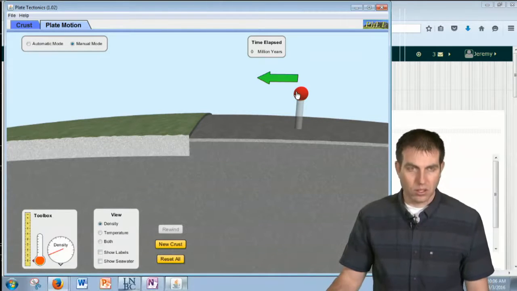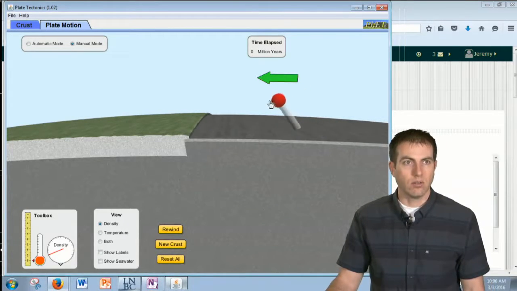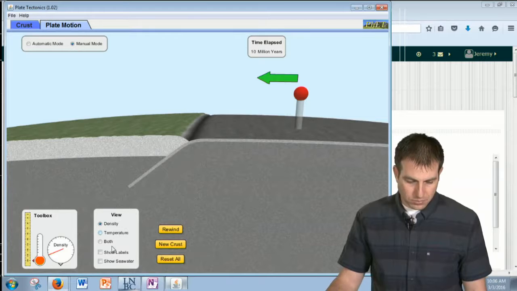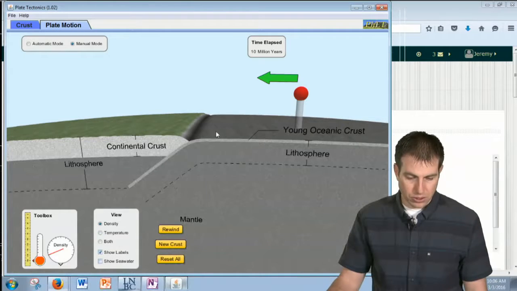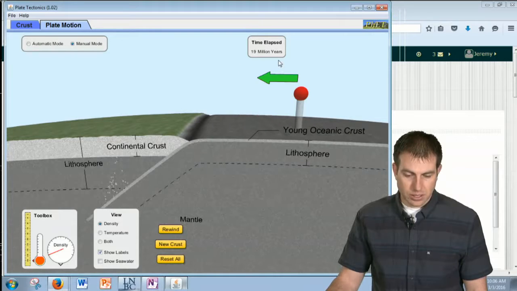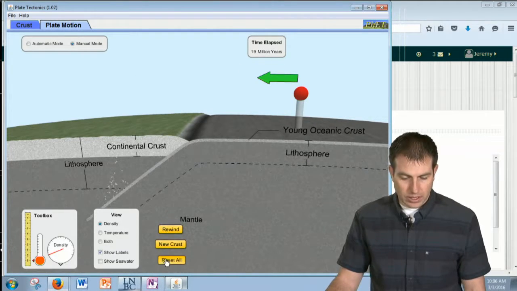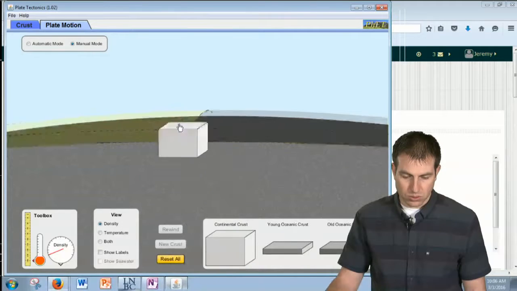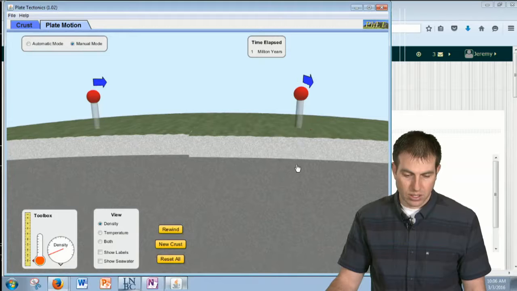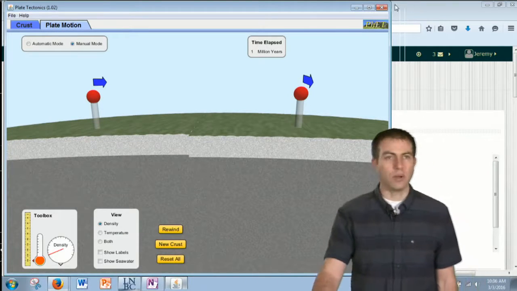You can move the little red handle over, and these two plates will now run into each other, and you can see what happens as a result. I would encourage you to show the labels because it makes life a little bit easier. And you can see time and millions of years happening. And then you can reset it and do some new ones. Old oceanic or maybe continental. You can do a sideways motion. Just fool around with it.